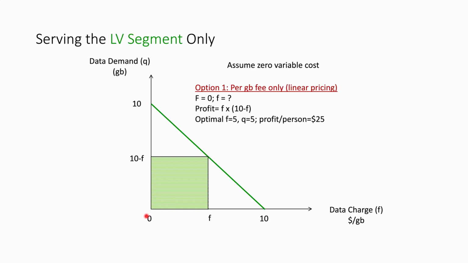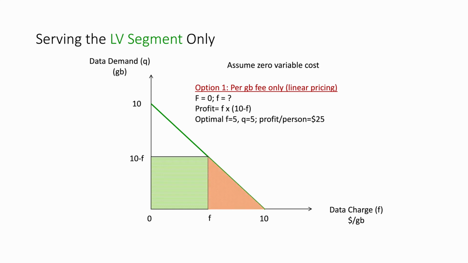The optimal price f would fall between the variable cost 0 and the endpoint of the demand curve 10. So the optimal small f in this case is 5. And at $5 per gigabyte, the demand is 5 gigabytes, and the profit per person is $25.